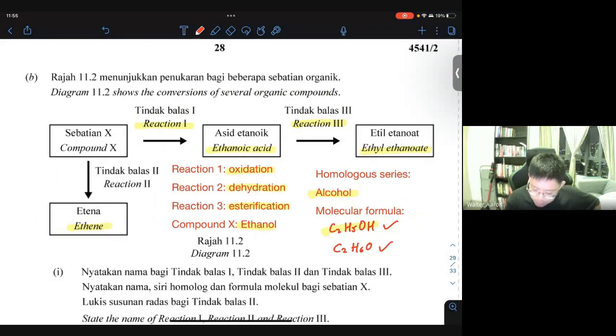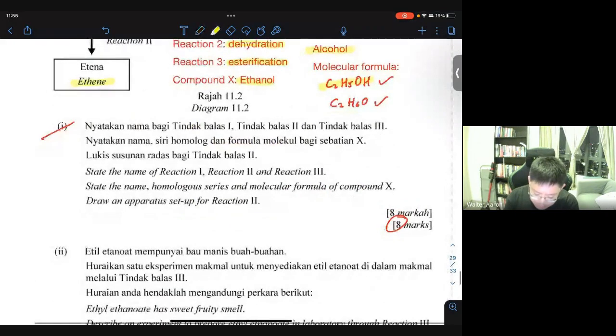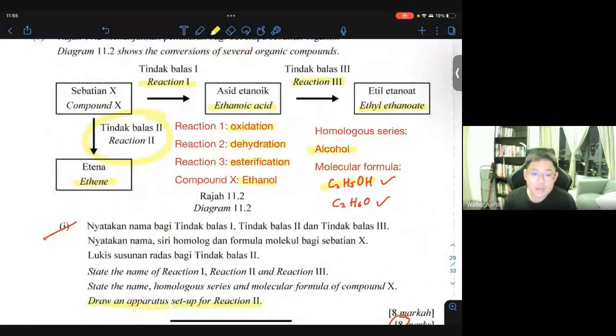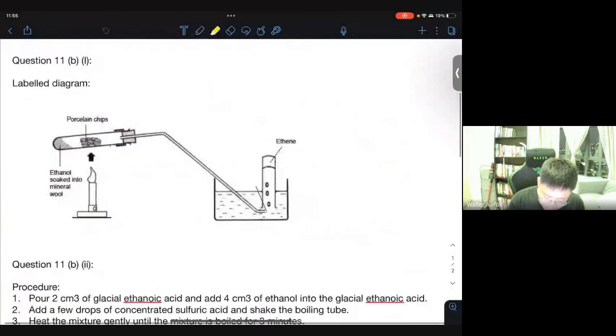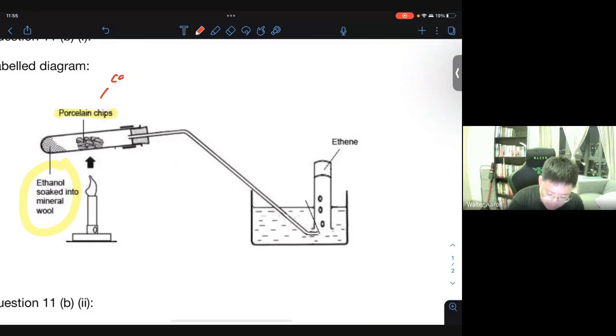So this is done. We already explained everything. Oh, before that, there's also one more. Draw an apparatus setup for reaction number 2, which means draw a setup for the dehydration reaction of ethanol to ethene. So I've already drawn the structure for you. You can just take a look at this. So this is the one. So this is how you do it, okay? You have ethanol soaked in mineral wool, all right. And after that you have porcelain chips. So the porcelain chips here are supposed to act as a catalyst.